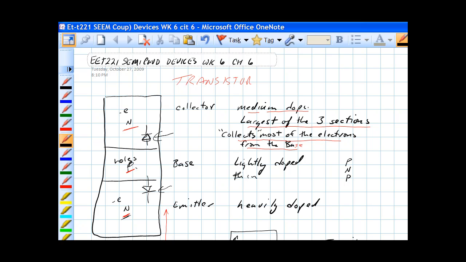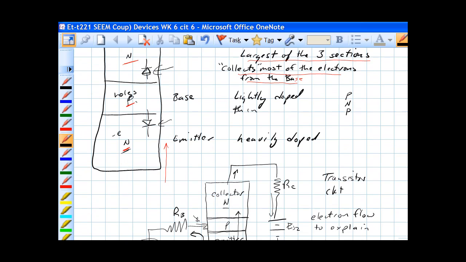The collector is medium doped. It's the largest of the three sections. It's called the collector because it collects most of the electrons from the base. The base is lightly doped and it's thin. The emitter is heavily doped. Now, they make these in a PNP configuration also.